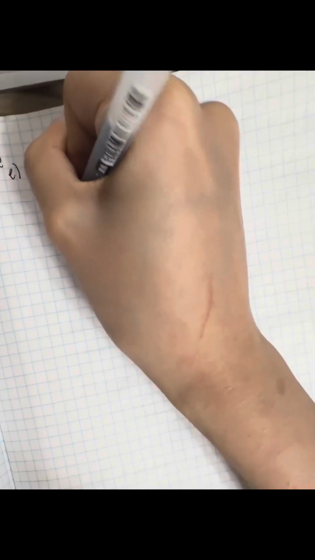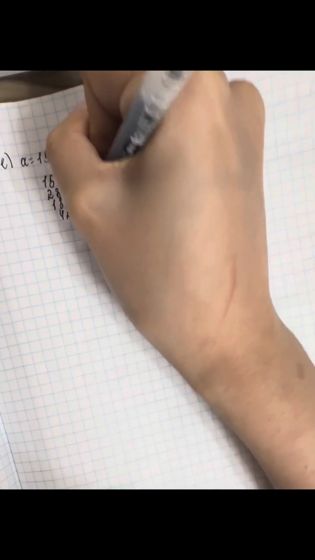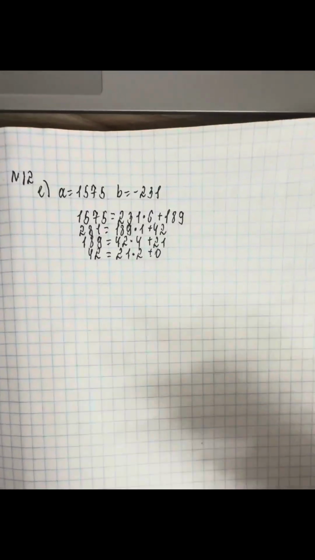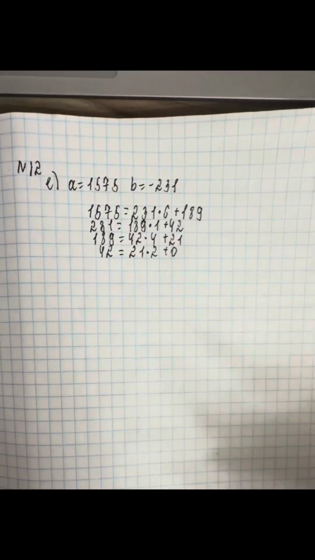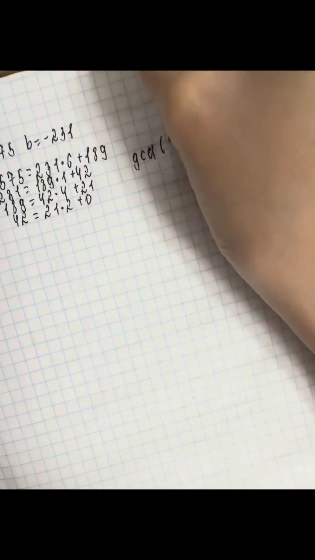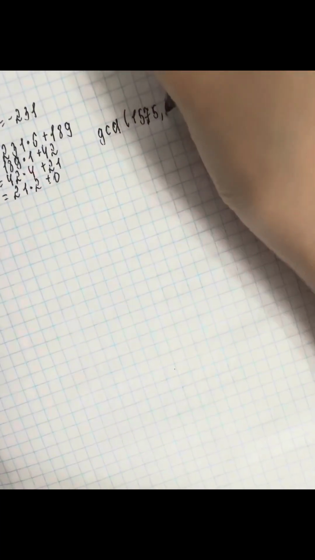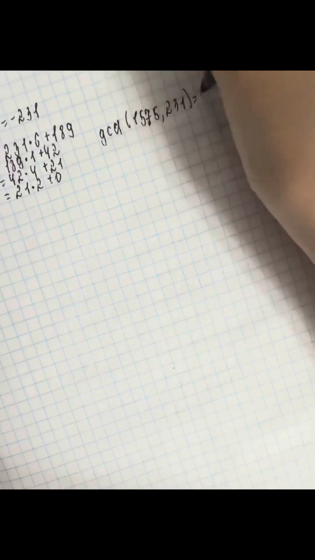And the last one, 42 is equal to 21 multiplied by 2 plus 0, and the last non-zero remainder is 21, and so the greatest common divisor is 21, and I will write GCD of the two numbers equal to 21.